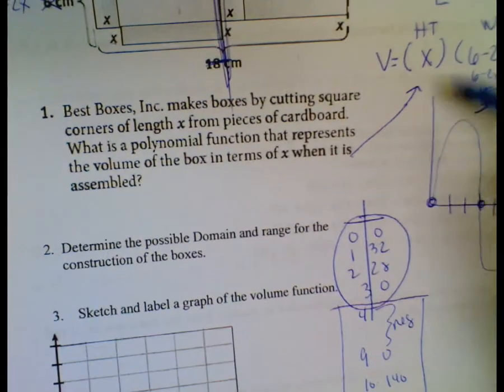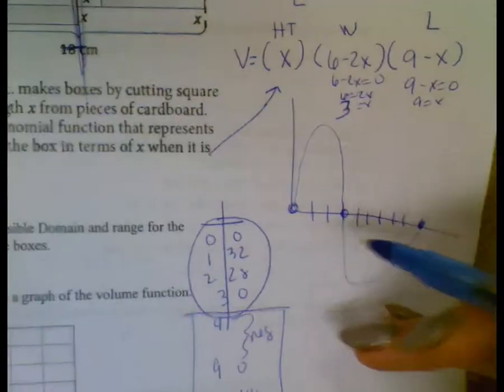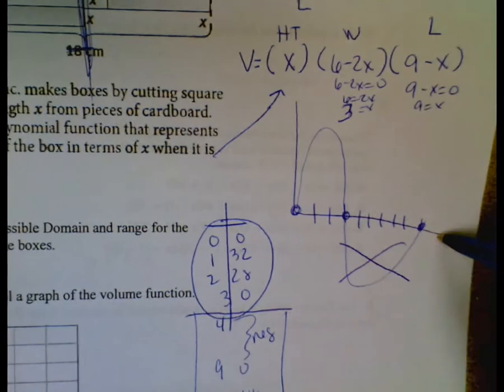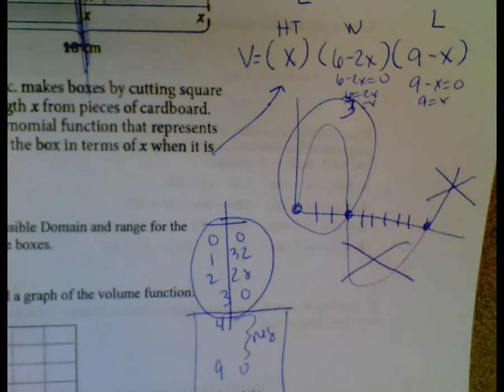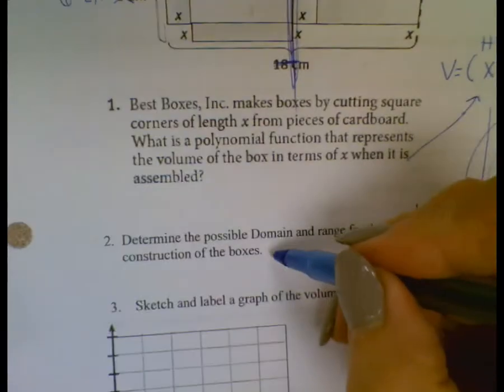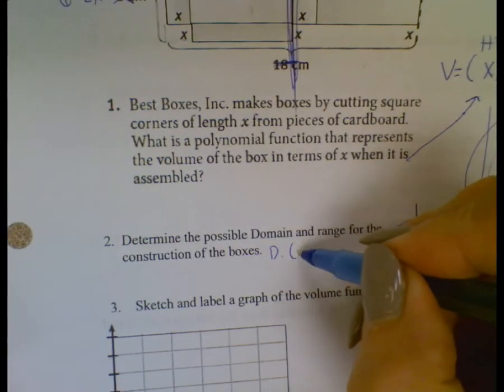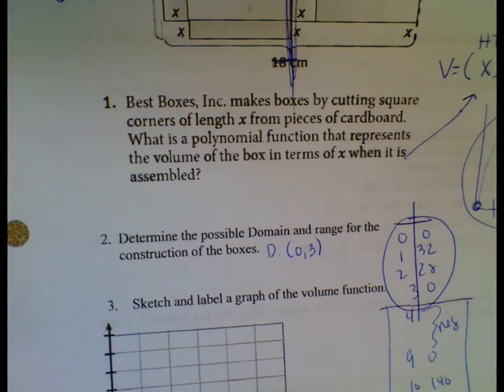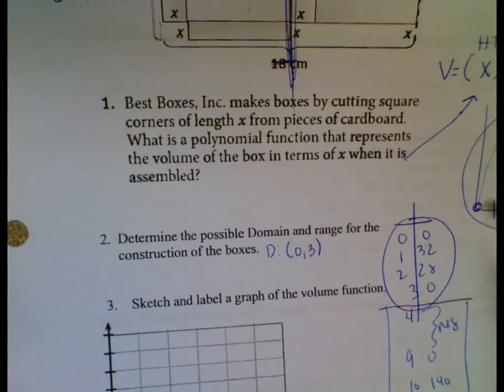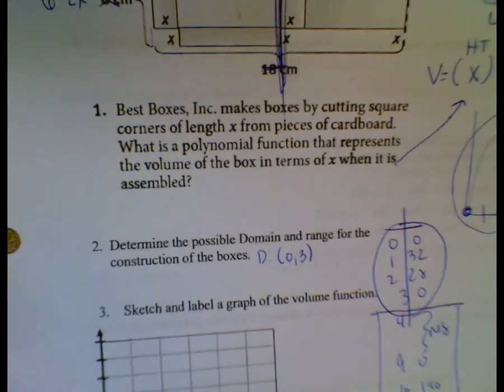0 to 3, the first 0 to the second 0 is all you need. So in this picture, we don't need any of this or any of this that's over here. We're only going to concentrate on this portion of the graph right there, 0 to 3. So the possible domain is 0 to 3. I would not include 0 or 3, so I wouldn't put a bracket, because those mean your volume's 0. Those are the zeros, and you're not going to have a volume of 0.